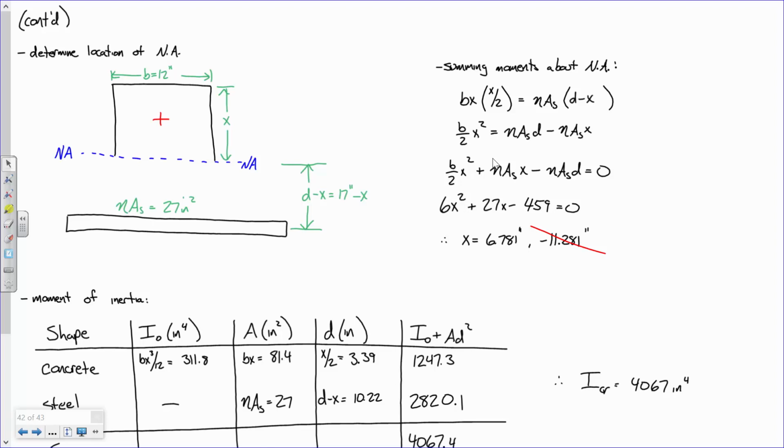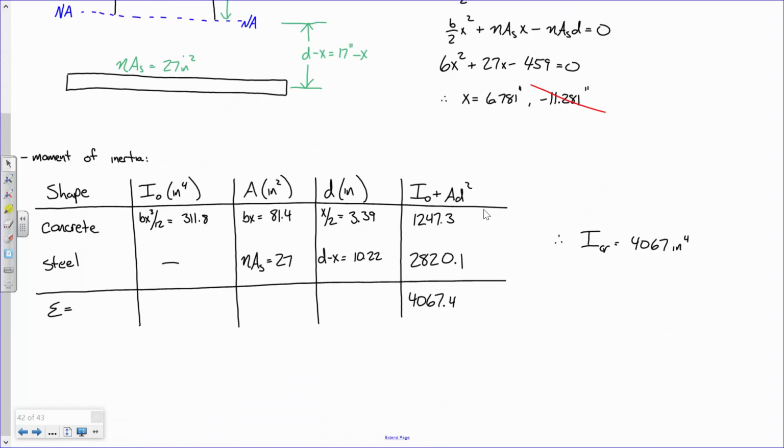Now, for the location of our neutral axis, remember we turn that steel into an effective lump of concrete through the use of that modular ratio. And then we're basically doing sum of AY over sum of A, basically just summing moments of area to determine that neutral axis. So we ended up getting a neutral axis of X is about 6.78 inches. And then we use our parallel axis theorem, I plus AD squared, to get the cracked moment of inertia. When that was all said and done, that was about 4,067 inches to the fourth.